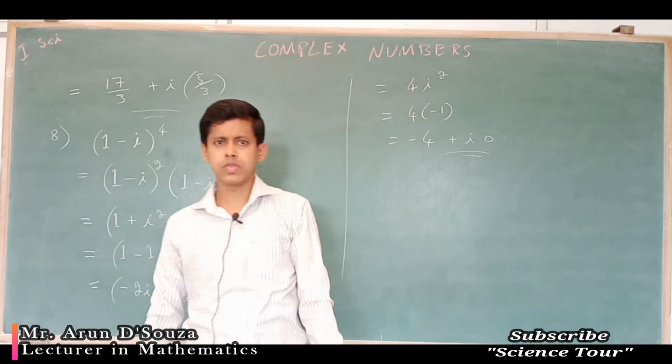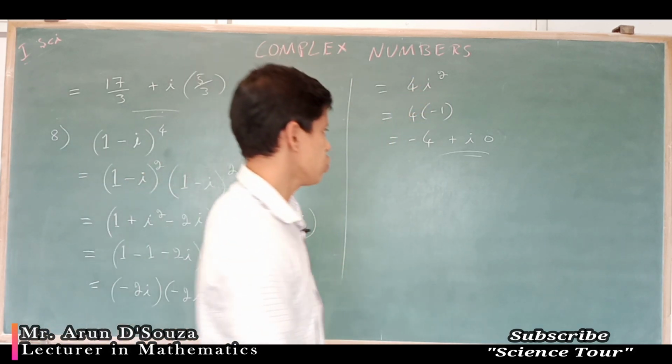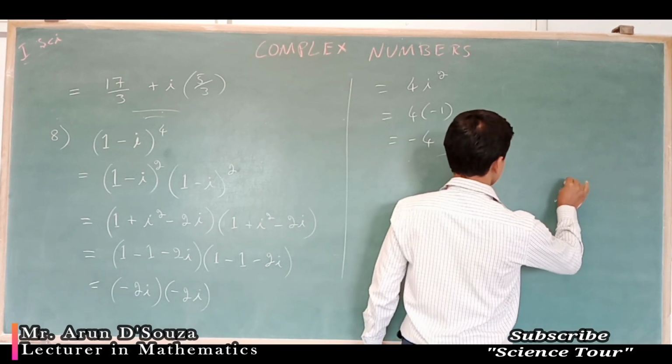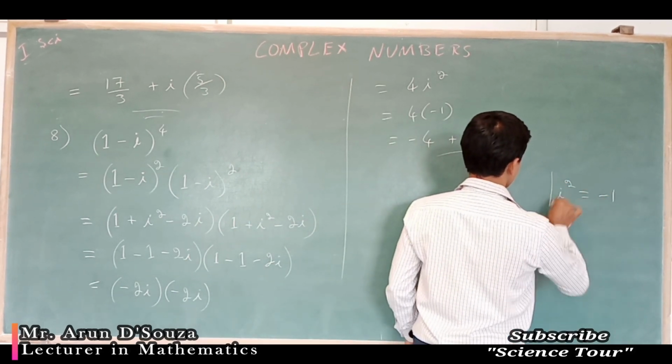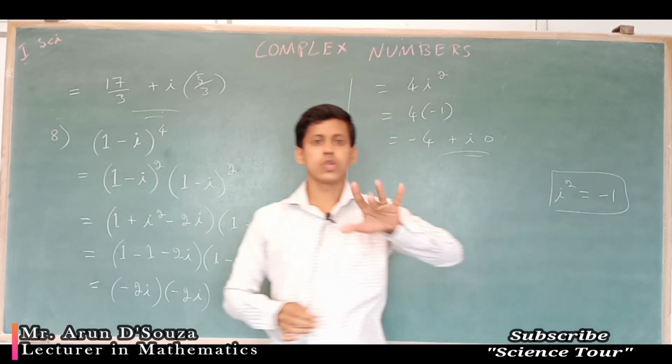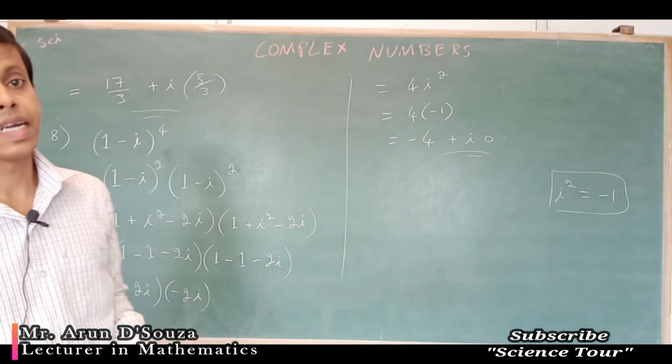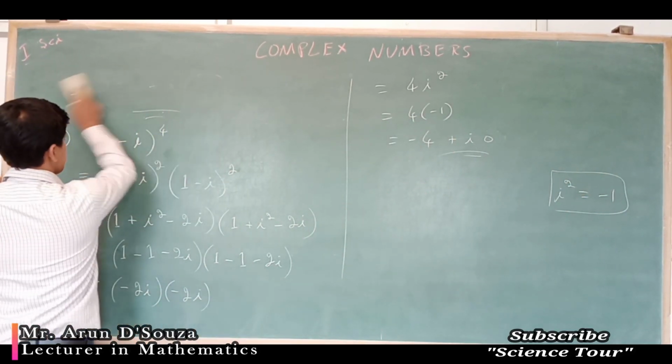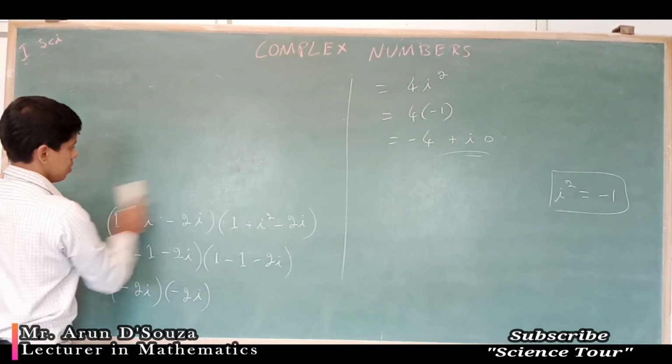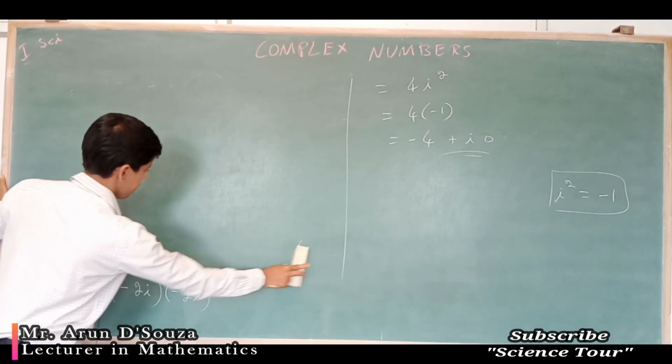So all these problems are based on only one rule, and that rule is i square equals minus 1. So if you remember this much, you can solve any problems of this type. Okay. So let's continue and solve question number 9.